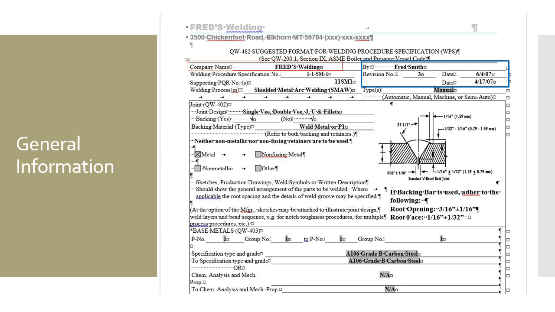You can see we've got the revision number. That's a biggie. A lot of times you might go out in the shop and the welders are welding with the wrong revision. That's something to keep track of. Right below that we've got our supporting PQR number. A PQR is the document that is going to support this. This is under the ASME boiler and pressure vessel code. So you've got the weld procedure number and then the supporting PQR.